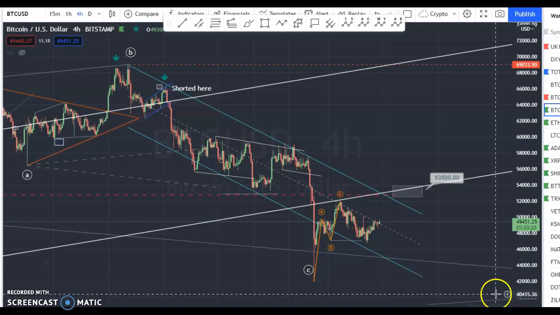Okay, very quick look. I'm just going to give you my quick overview on the bigger time frames on what I'm seeing at the moment.